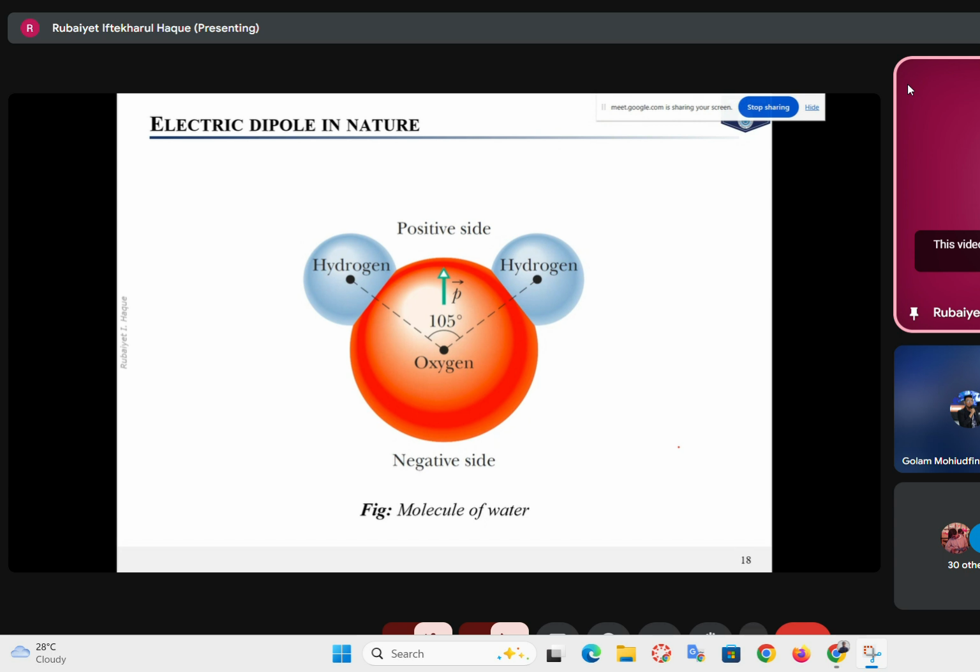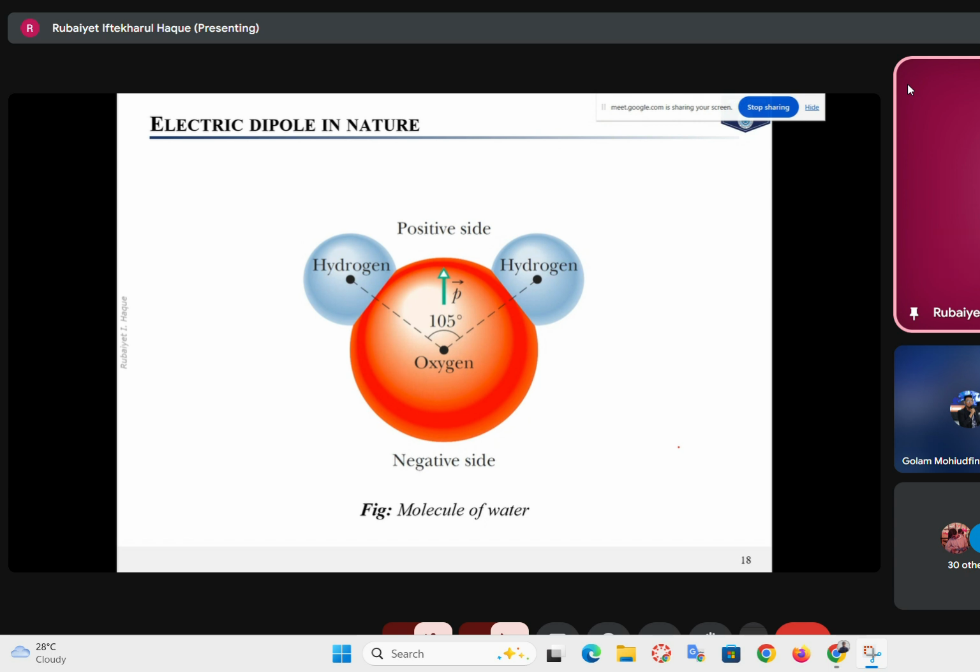Which is equal to water molecules. Water molecules are a naturally occurring electric dipole. So if you see the arrangement of the hydrogen atoms, they are not at 180 degrees. They create this kind of shape, like a Mickey Mouse shape. We call it the Mickey Mouse shape. So it is not like that one.